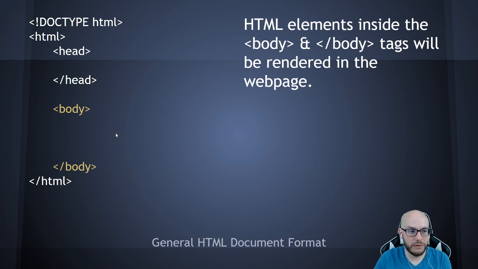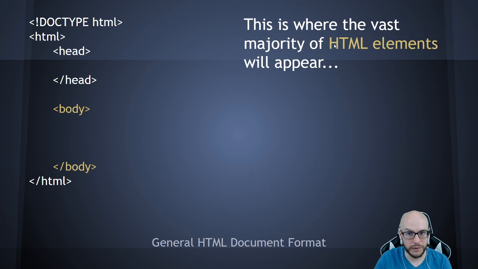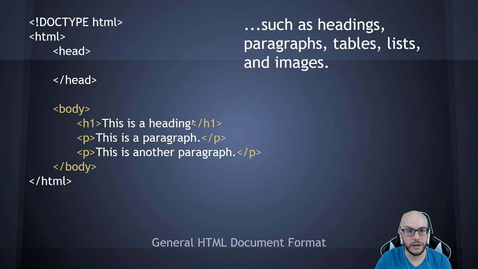So the main focus is actually going to be the body. This is where all of the meat really goes. Everything that's inside of these body tags will be rendered on the web page. This is where the vast majority of HTML elements will appear, such as headings. Right, this H1 tag is actually one of six heading sections, ranging from H1 to H6.